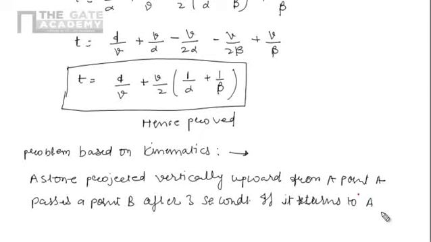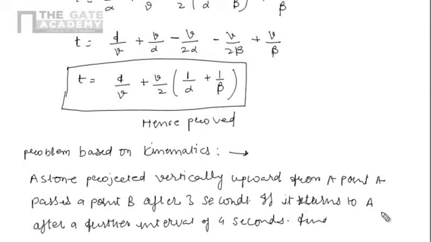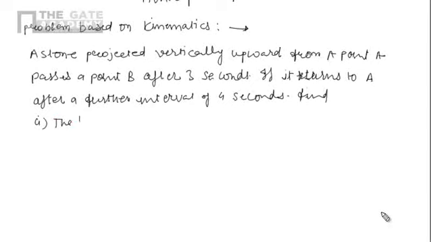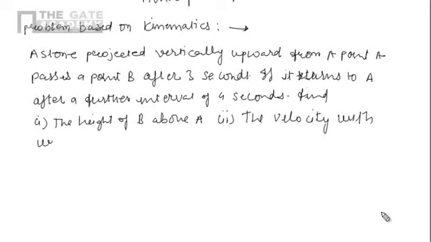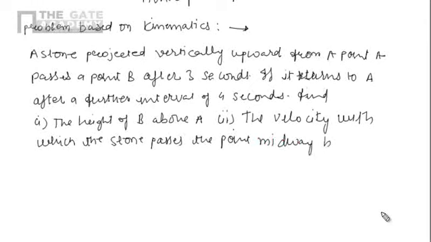if it returns to A after a further interval of 4 seconds, and find number 1, the height of B above A, number 2, the velocity with which the stone passes the point midway between A and B.